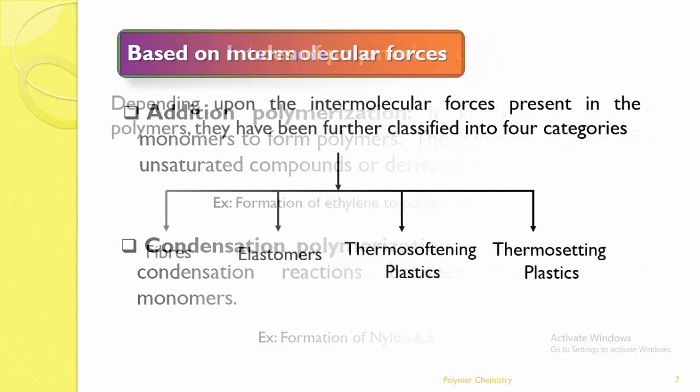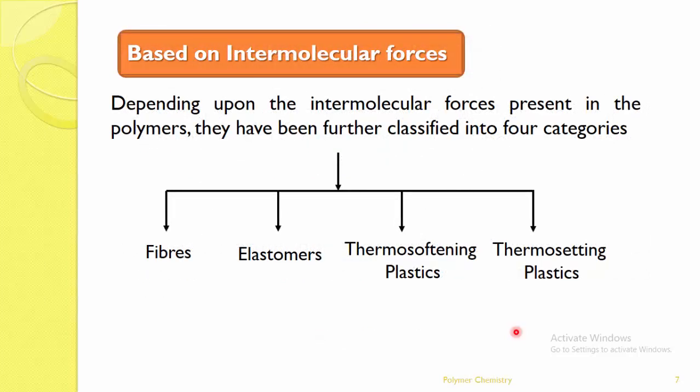Okay. Next, this is based on the intermolecular forces. Here the polymers are also classified on the basis of their intermolecular forces. Depending upon the intermolecular forces present in the polymers, they have been further classified into four categories: one is fibers, second is elastomers, third is thermosoftening plastics, and fourth is thermosetting plastics.